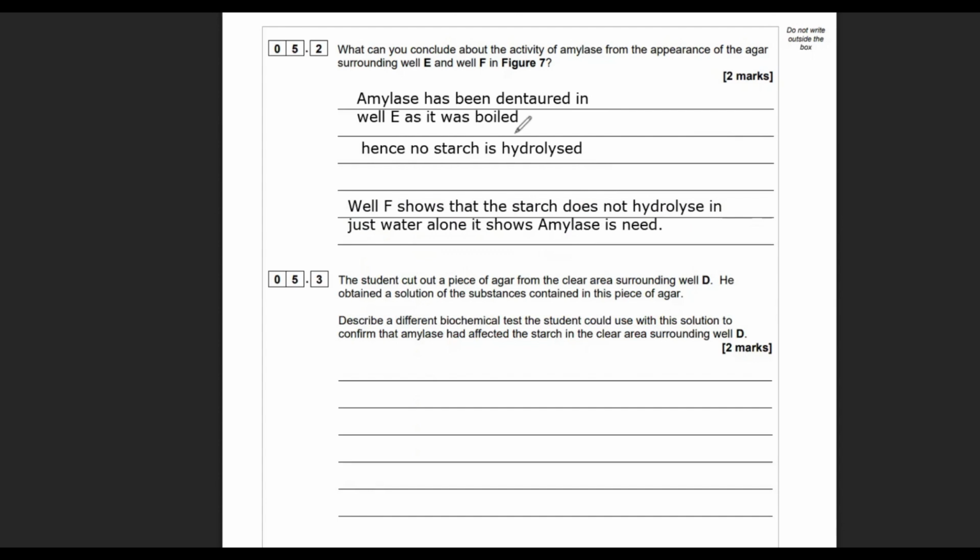So, okay, let's just give ourselves, oh my gosh, look how I spelled denatured. Anywho, right, let's move on.